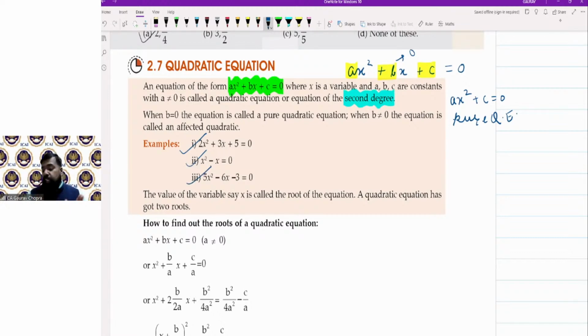Now from this quadratic equation, what do we have to calculate? We have to find out the value of x. The value of x is known as the root of the equation. So whenever the question is asking about roots, that means we have to find out the value of the variable. Here it is x, it can be y, it can be z, it can be anything. Whatever the variable is, we have to find out the values of that variable. And the number of values can be 1, it can be 2.